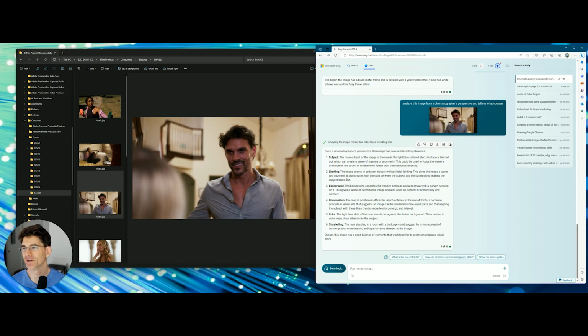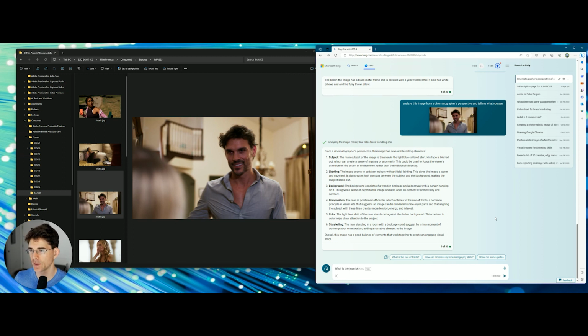Oh, that's pretty funny. The birdcage it must be referring to is this up here, which is the stairway railing. And a doorway with a curtain hanging on it. I don't know what that means. Of domesticity? Domesticity? And comfort. The man is positioned off-center. Yeah, storytelling is not on point.